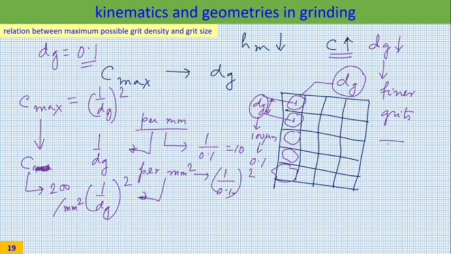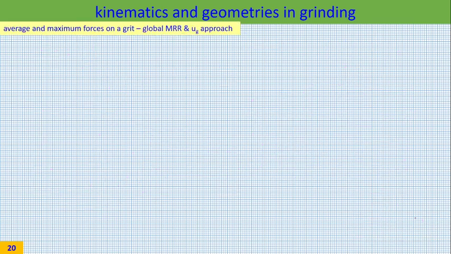So we have two concrete solutions for reducing HM. One is to increase VS, another is to increase C, and the physical solution for increasing C is to reduce DG, because C max and DG are related. Definitely if you reduce your DG, you tend to increase your C max. The actual C would definitely be less than C max, but at least they are related. If you reduce DG, your C is going to increase. This is one more thing that I thought of discussing.